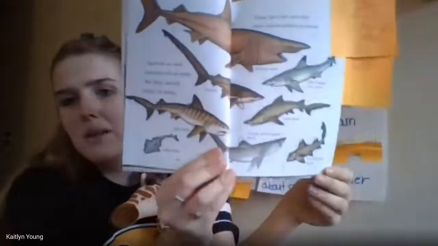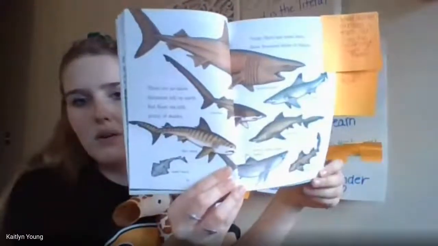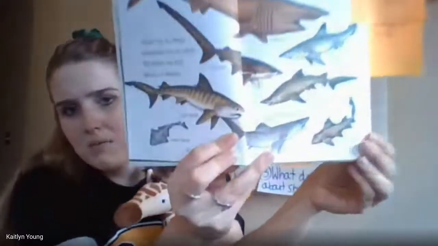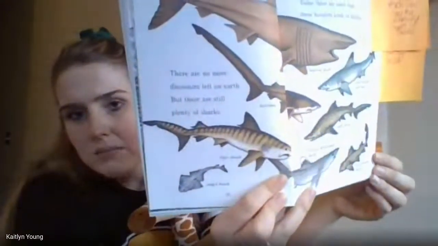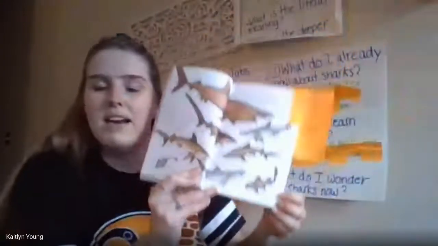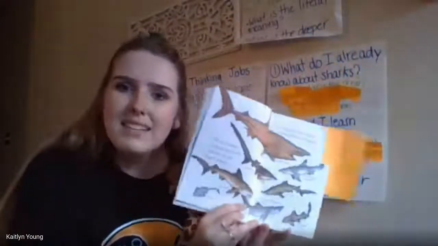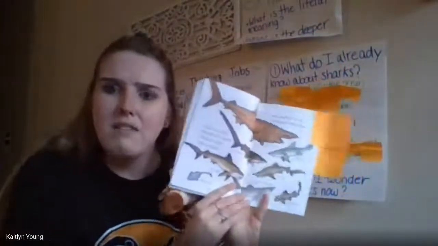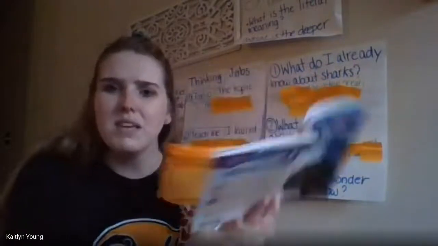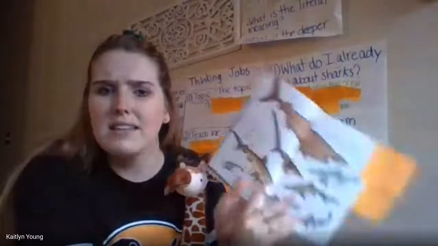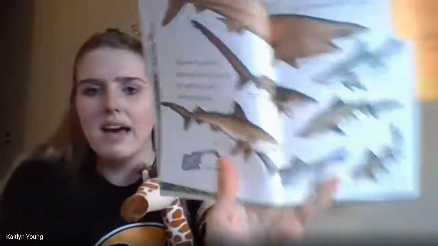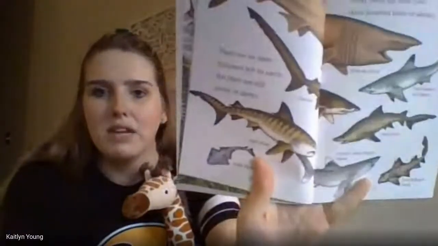This page is the biggest clue of what genre it's going to be. I see that there are pictures of sharks in diagrams. Wow, and I even see a label. So that tells me that it's going to be nonfiction, which means informational, because I saw a real photograph on the front as well as diagrams and labels. So I know that this genre is informational.